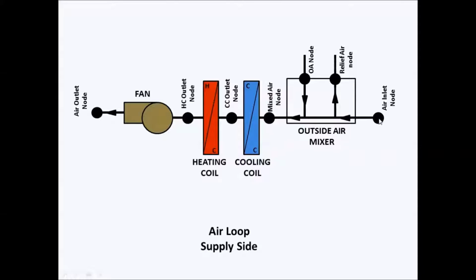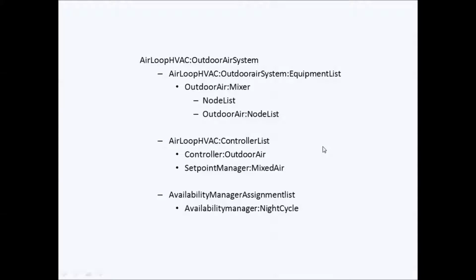For convenience, it's practice that we can make this all in one single branch, starting from this node to this node. Before that, first we have to make an outdoor air mixing box, the outdoor air mixer. To make it, we follow this particular order. First, we'll make an air loop HVAC outdoor air system equipment list, where we'll put an outdoor air mixer. To make an outdoor mixer, we need a node list and an outdoor air node list.